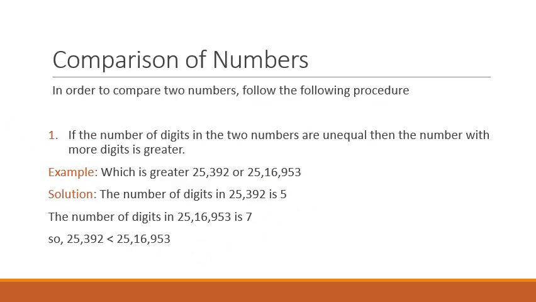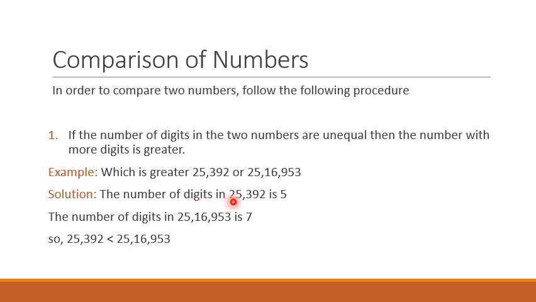Now let's see how to compare two numbers. In order to compare any two numbers, we have to follow certain procedure. So firstly, we have to check the number of digits in the given number. If the number of digits are unequal, then the number with more number of digits is greater. So here let's see which of the following is greater. So here we have two numbers.